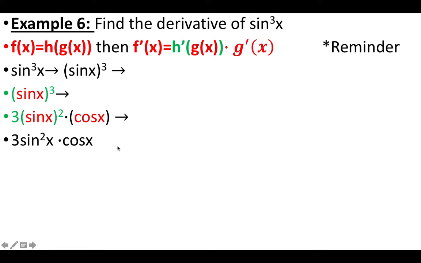Again, I apologize for the mismatch in colors here. I tried to keep the inner function green, the outer one red. Be aware that in example 6, I just switched the colors around, but it's still the same process that I did with chain rule. All right, here's to hoping that we've met our learning target. We're going to move on to the task, and let's see you get this into practice.